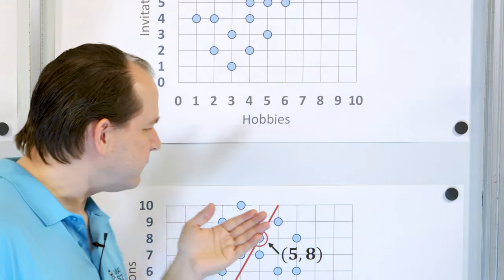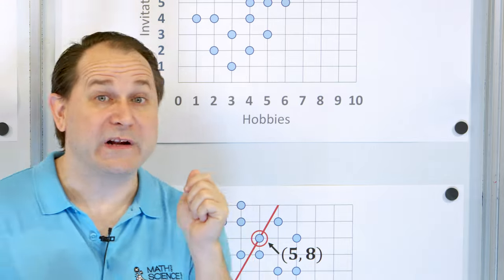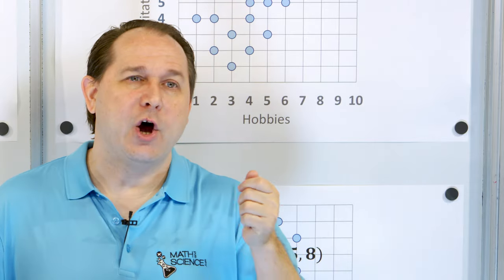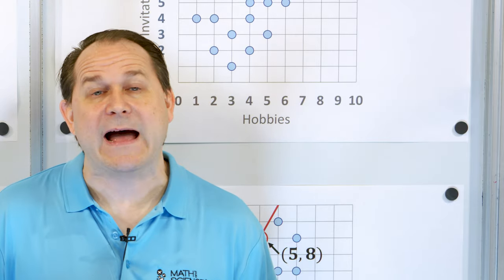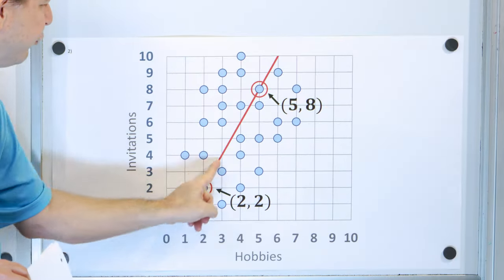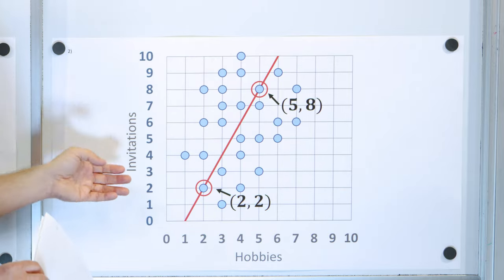You're just trying to find the line that cuts through as best you can, and hopefully goes through at least one point, and hopefully two of your existing data points. You may not be able to find that, but in this case, we found a line that goes through two points that looks like it's a good representative.